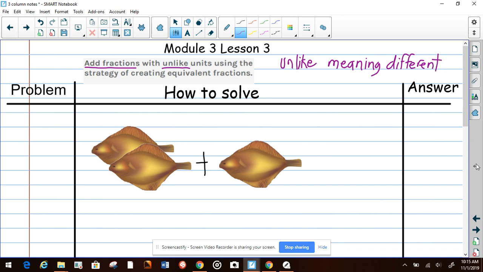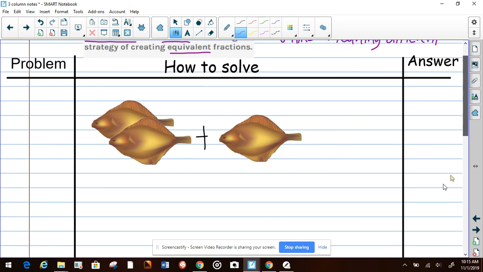Different. Okay. So looking at this, using the strategy of creating equivalent fractions. Before I take you there, let me just tell you something. Let's pretend these are flounder fish. We have two fish plus a second fish. Obviously, you know that will be three fish, but in this case, we're going to call it flounders. It's a flounder.